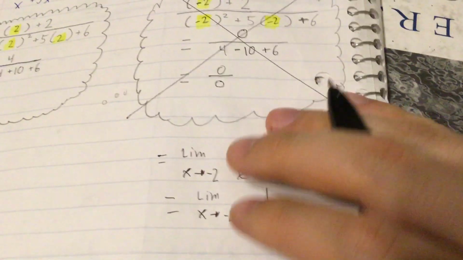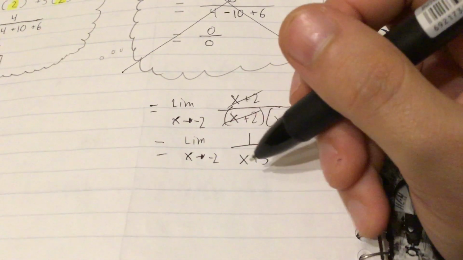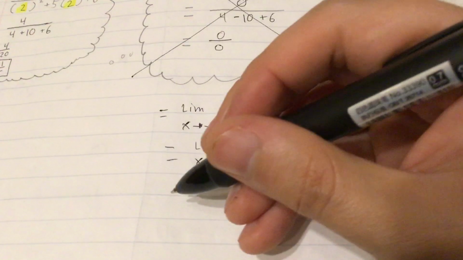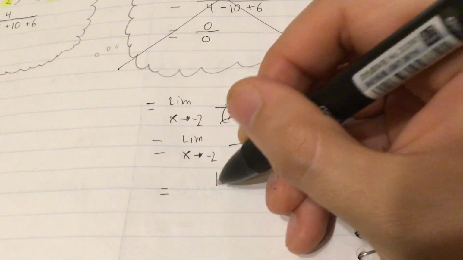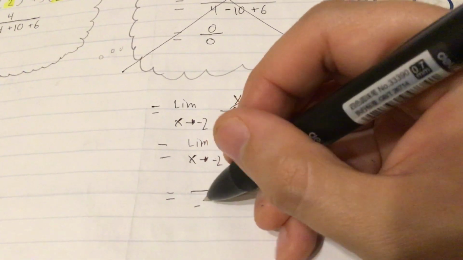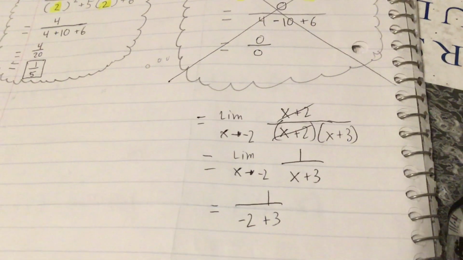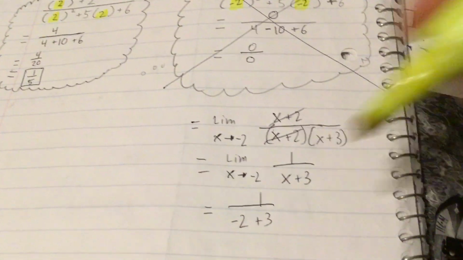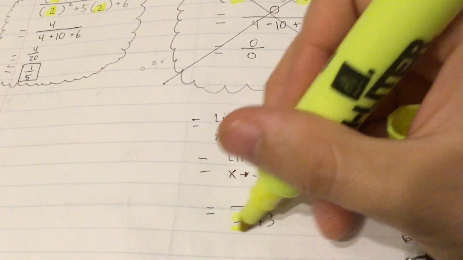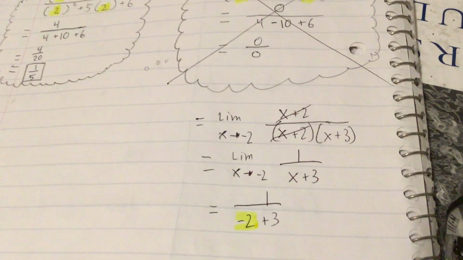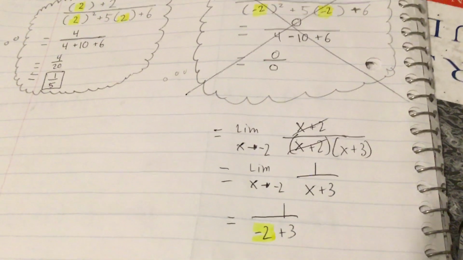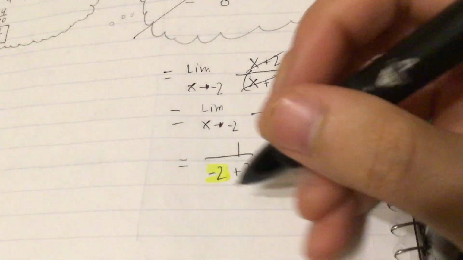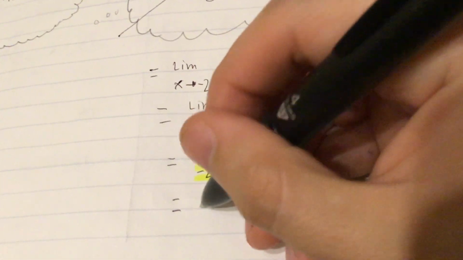And I see, can I plug in -2 now? Yes, I can. So I go 1 over negative 2 plus 3, with my highlighter just to show that I'm plugging it in. And now negative 2 plus 3 is 1. So I get 1 over 1, or 1. How exciting.